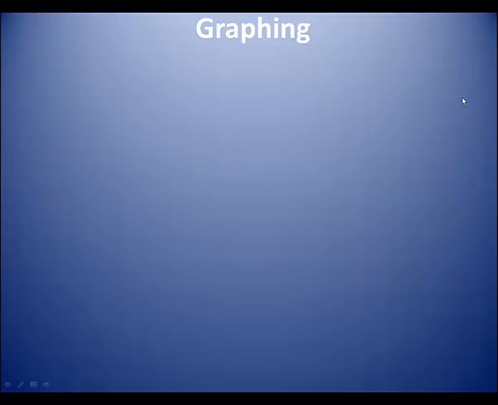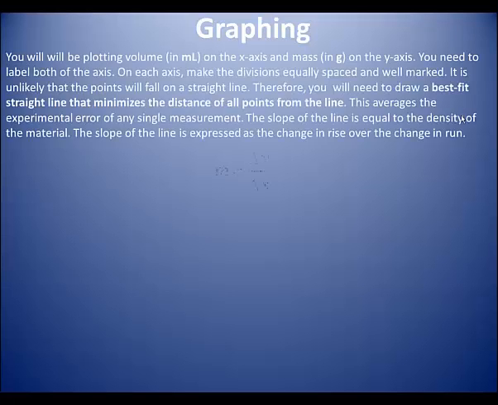Now we're going to talk about graphing. You need to construct a freehand graph. You have graphing paper in your laboratory notebook, and you'll be plotting the volume in milliliters on the x-axis, the mass in grams on the y-axis. You need to label both of the axes. On each axis, make the divisions equally spaced and well marked. That should be easy on the graph paper.